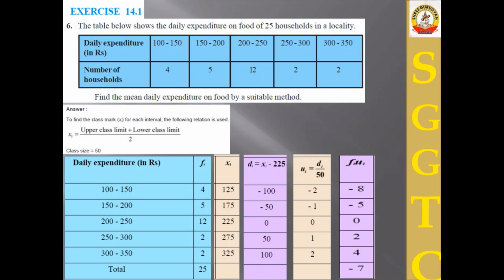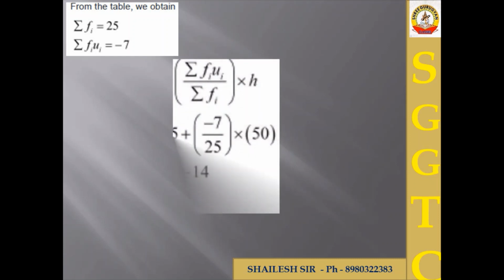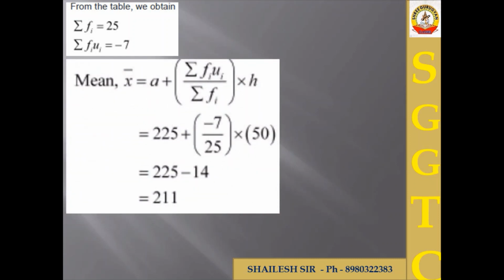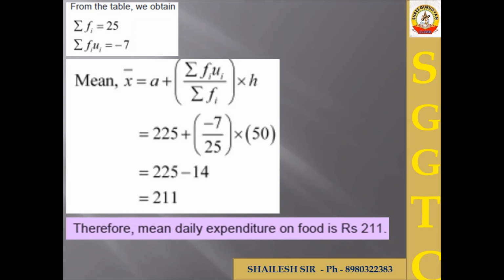And after that I move ahead to the formula. From the above table, Sigma Fi is known, 25, and Sigma Fi Ui is known, minus 7. Use the formula and, after putting in all the data, you get 211. Yes students, the answer is 225 minus 14. It is 211. So finally, the mean daily expenditure on food is rupees 211. I write next.